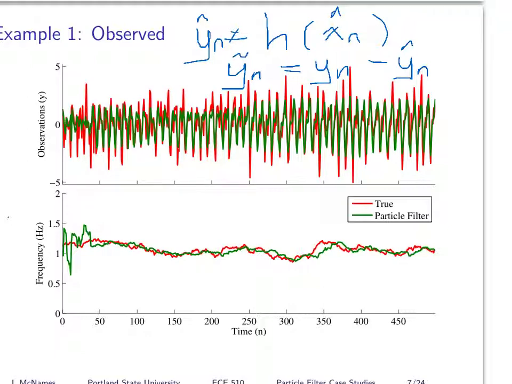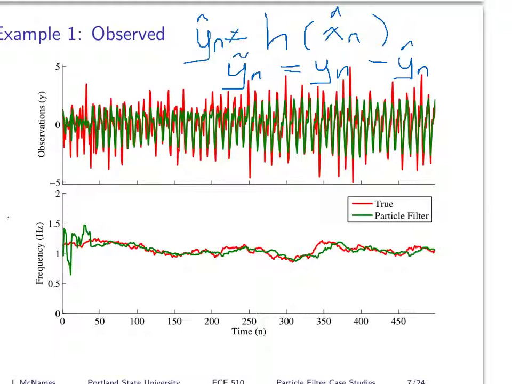If there's structure in this difference, if you take a spectrogram or you look at it in the time domain and you see things that are different than white noise, then that's an indication that there's room for improvement in your tracker. And I'll say more about that later as well.